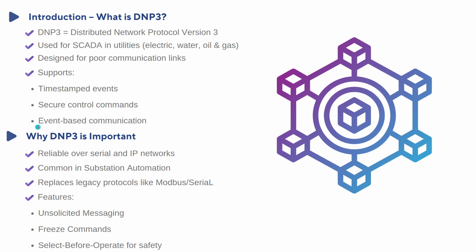Okay, and event-based communication. As I mentioned, we have the timestamp. There are different categories or classes available in DNP3 where we can segregate the data. The static data can be configured in class 0, the critical data in class 1, and the analog values which are not so important in class 2. These classes can be configured into the RTU or the particular device which supports the DNP3 communication protocol.